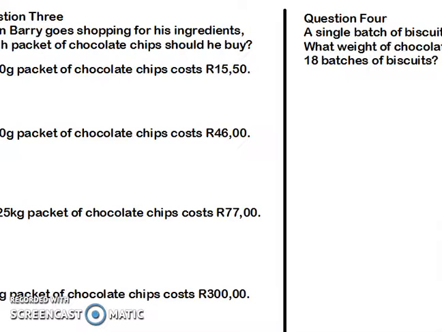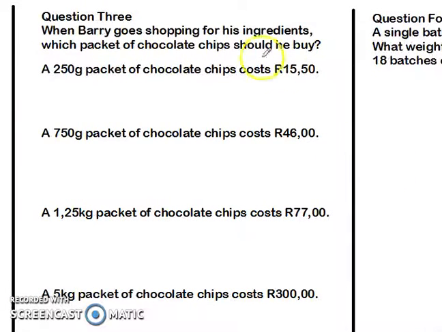Oh, we've gone straight past question 3. Question 3. When Barry goes shopping for his ingredients, which packet of chocolate chips should he buy? 250 grams, 750, 1.25 kilograms, and 5 kilograms. So let's start by taking 250 grams and changing it to 1,000 grams because that's 1 kilogram. And 250 grams costs 15 rand 50.